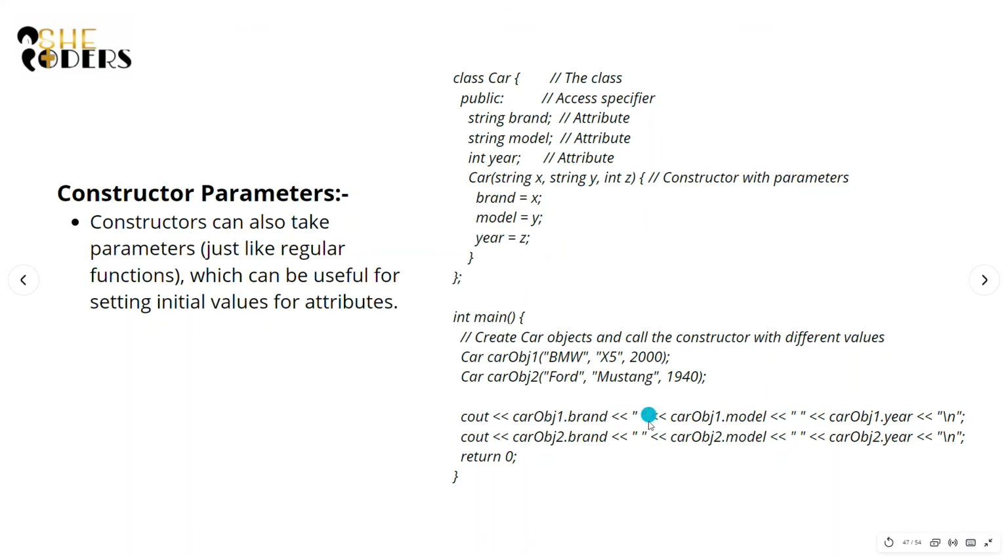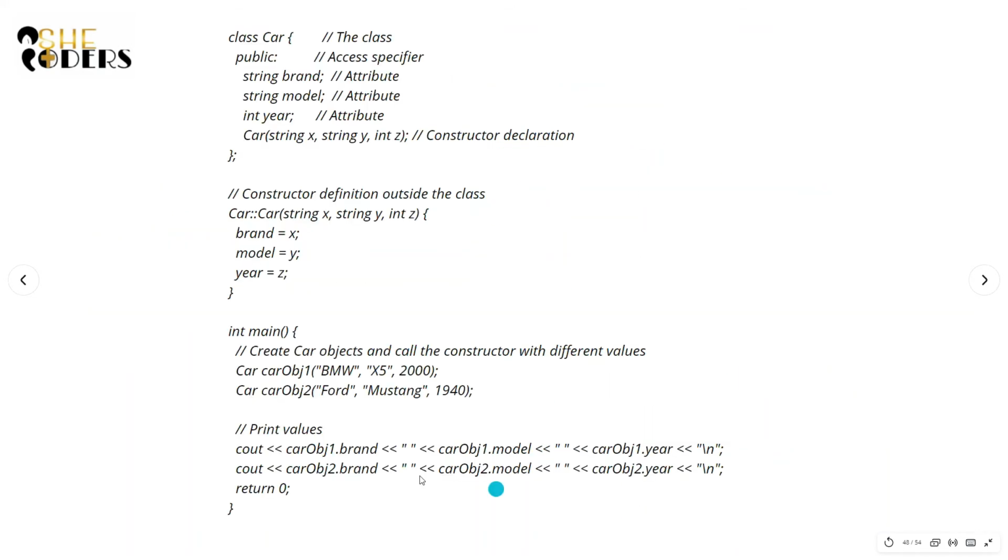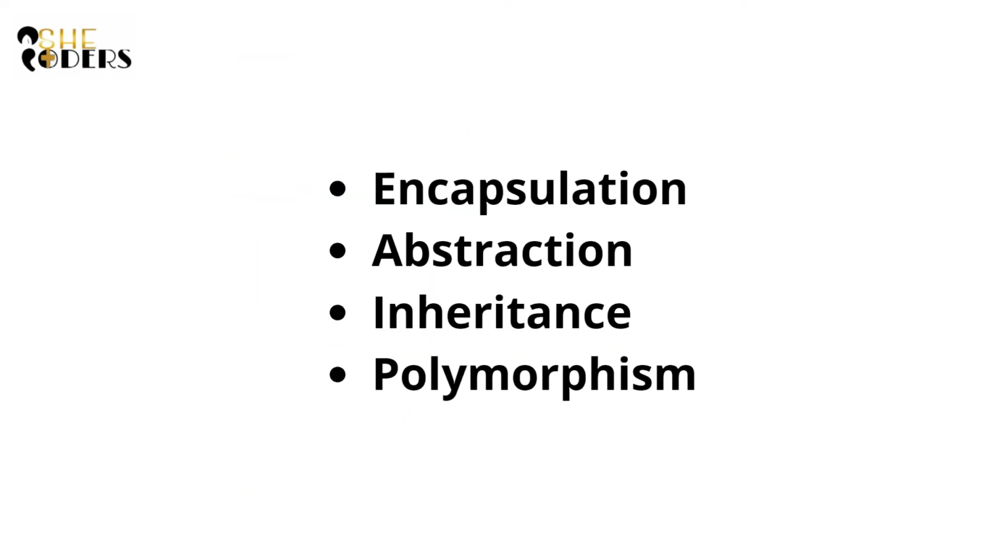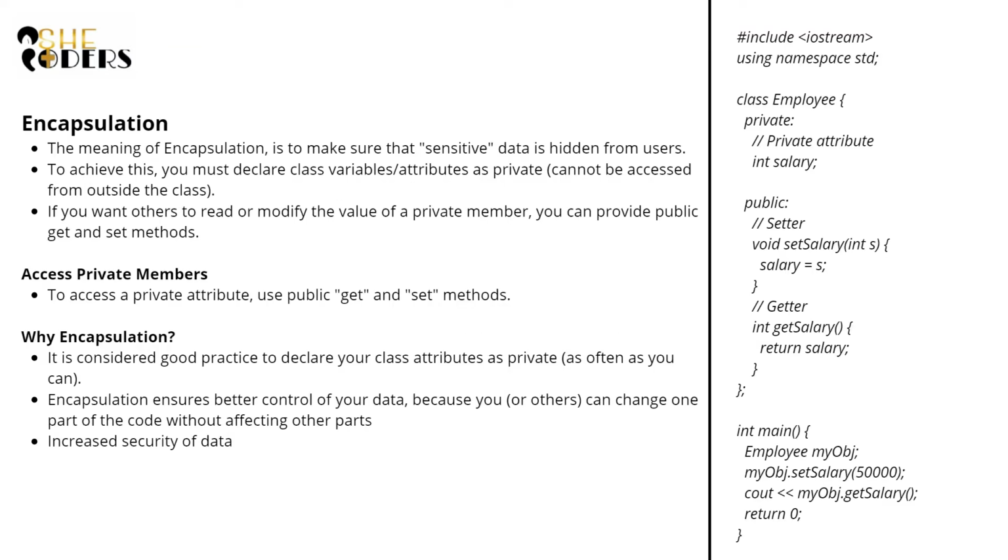So this piece of code and this piece of code are just the same, and you will not see any difference in their work. So now we will learn the four most important principles of object-oriented programming: encapsulation, abstraction, inheritance and polymorphism. We will be covering each concept one by one. So first of all, what is encapsulation?